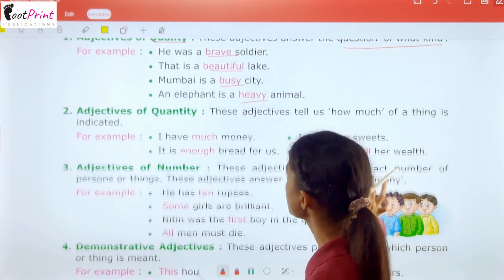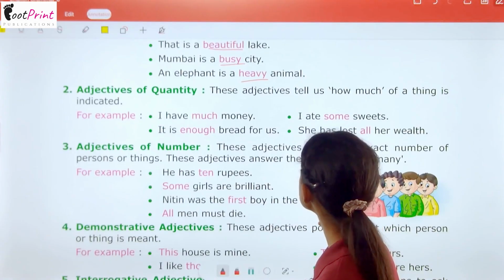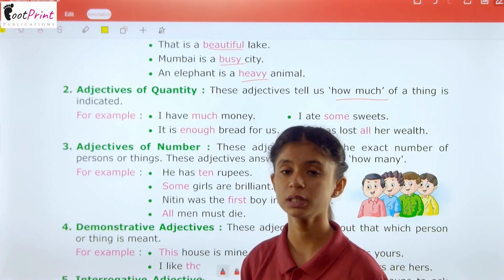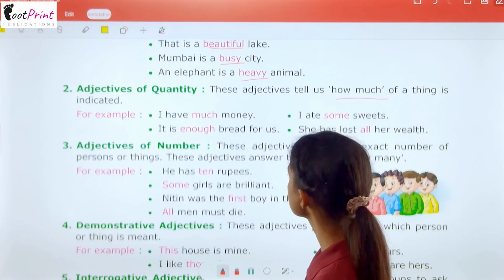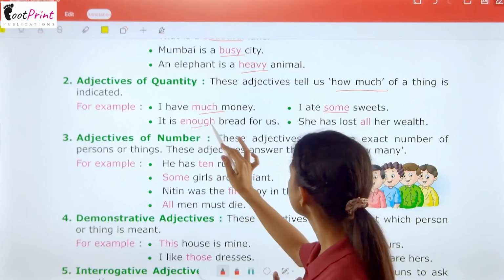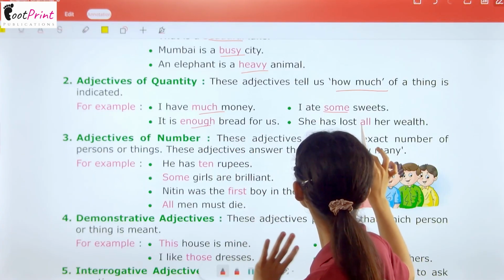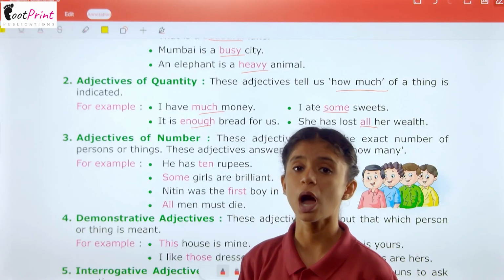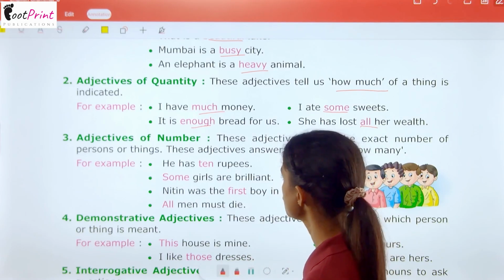Next, we have adjectives of quantity. These adjectives tell us how much of a thing is indicated. They answer the question how much. For example, I have much money. I ate some sweets. It is enough bread for us. She has lost all her wealth. So, all these are answering the question how much, the quantity of it.